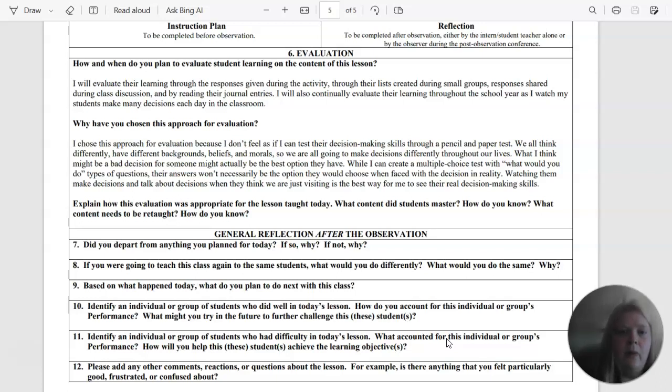So I think that watching them make decisions and talk about decisions when they think we're just visiting as a class is the best way for me to see their real life decision making skills in the future.